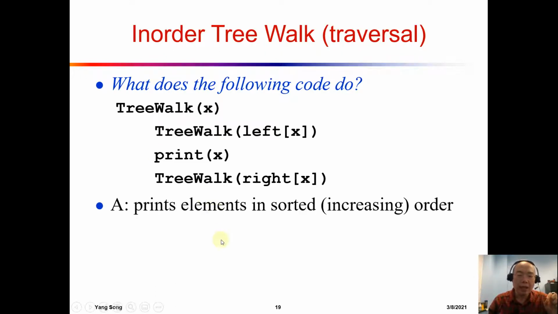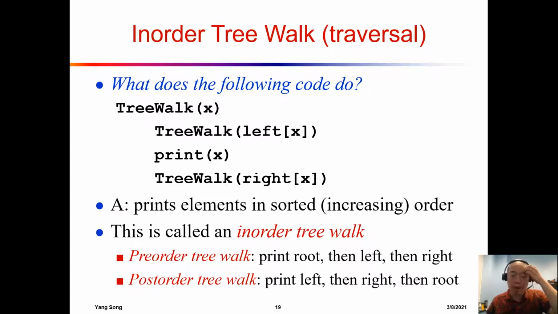Okay, and if we are doing this with a binary search tree, one of the interesting things you will find is that this tree walk is guaranteed to touch or print all the tree nodes in a sorted way, in increasing order. This is called inorder tree walk, because we are visiting the root in the middle.